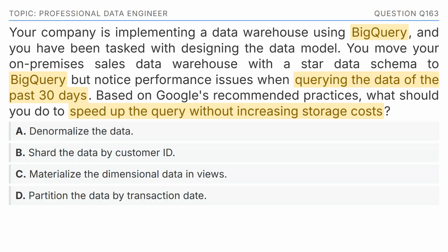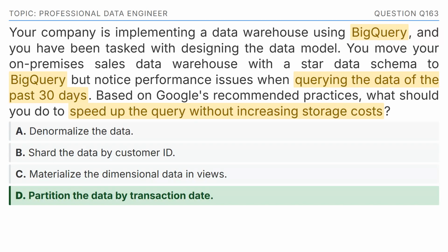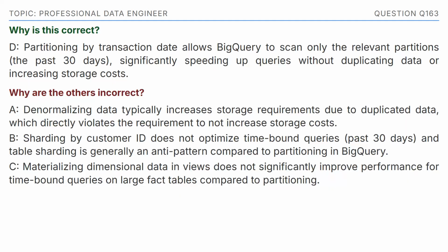To arrive at the correct answer, we focus on the keywords: BigQuery, querying the data of the past 30 days, speed up the query without increasing storage costs. The correct answer is option D, partition the data by transaction date. Why is this correct? D. Partitioning by transaction date allows BigQuery to scan only the relevant partitions, the past 30 days, significantly speeding up queries without duplicating data or increasing storage costs.